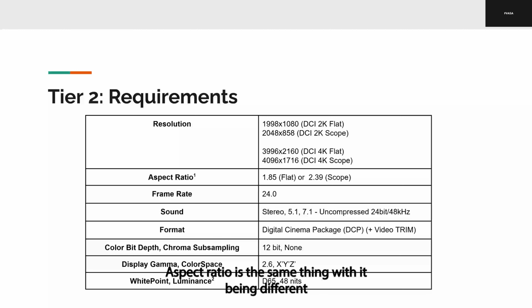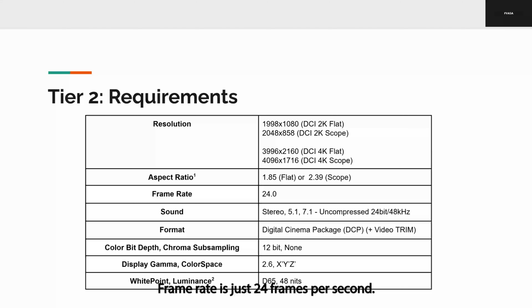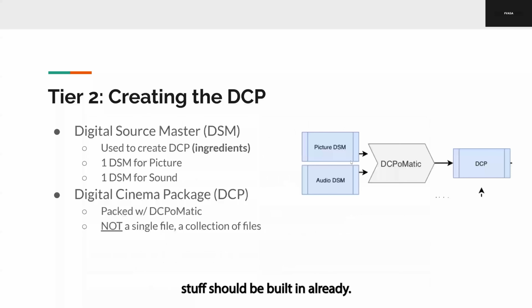Aspect ratio is the same thing, being different for flat or scope, with 1.85 for flat or 2.39 for scope. Frame rate is just 24 frames per second. It's not 29.97 or any of the ones close to 24. It has to be 24 frames per second. Sound is stereo, or 7.1 uncompressed, 24-bit 48 kHz. And then the format is going to be a digital cinema package as well as a video trim. And all of the rest of the stuff should be built in already.